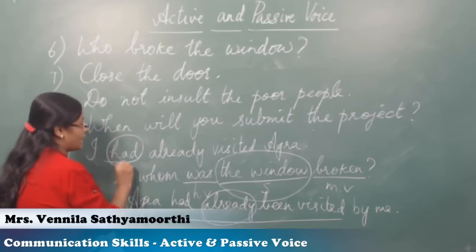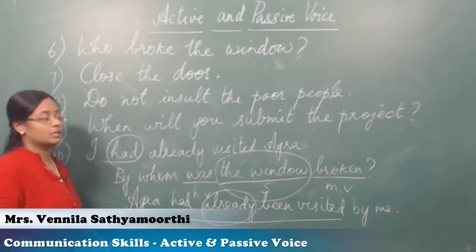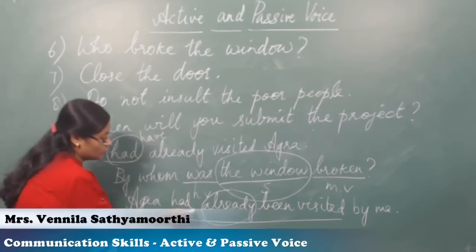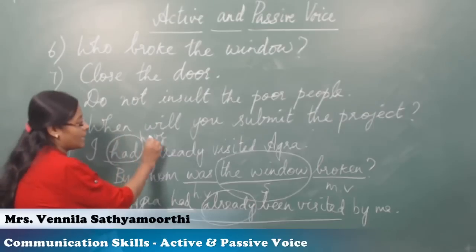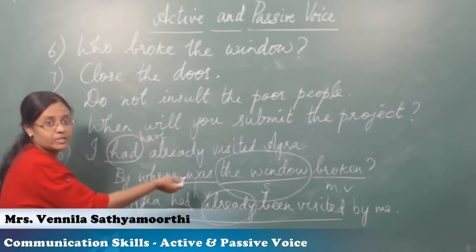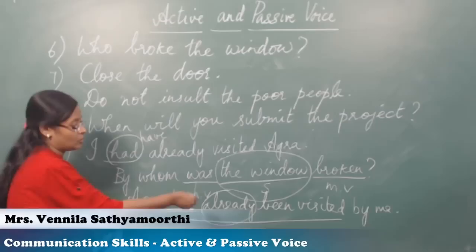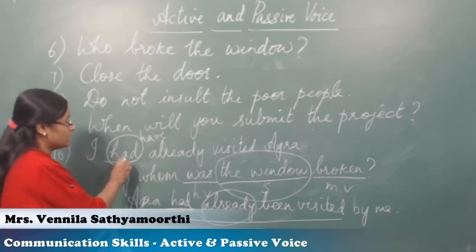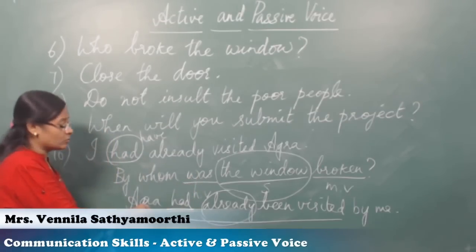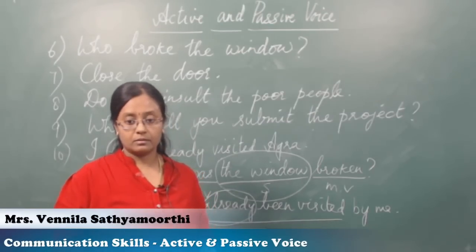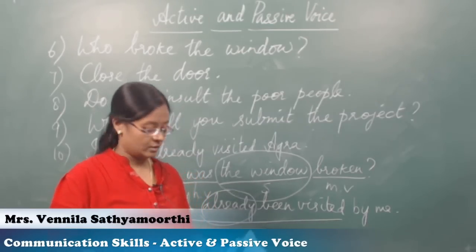Now this is "had", past perfect. Only if it is "have", then you can use "has" here. "I have already visited" is present perfect tense. Then the answer will also be in the present perfect tense: Agra has already been visited by me. But here it is past perfect. So remember to write the answer in the past perfect. Agra had been visited. Okay.